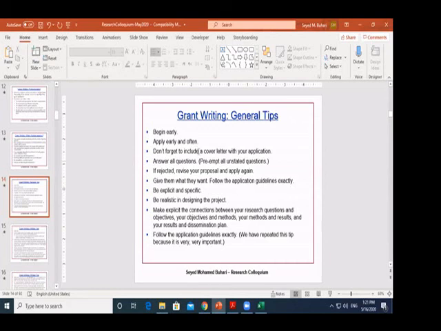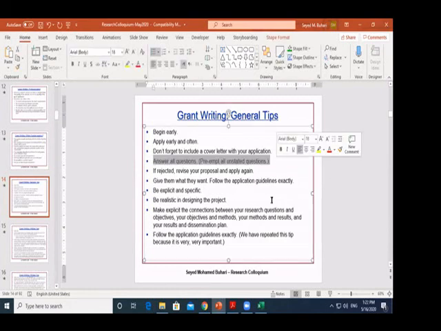And please note, you need a cover letter, so that it attracts the person who is going to fund you. And for the cover letter, most people will ask you to write the letter on your organization's letterhead.